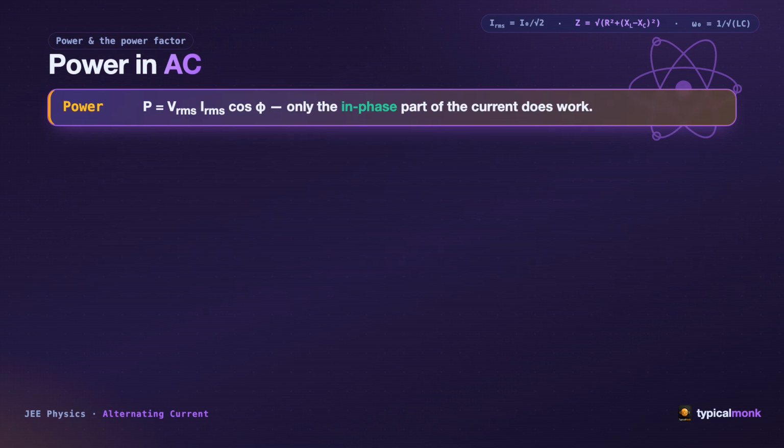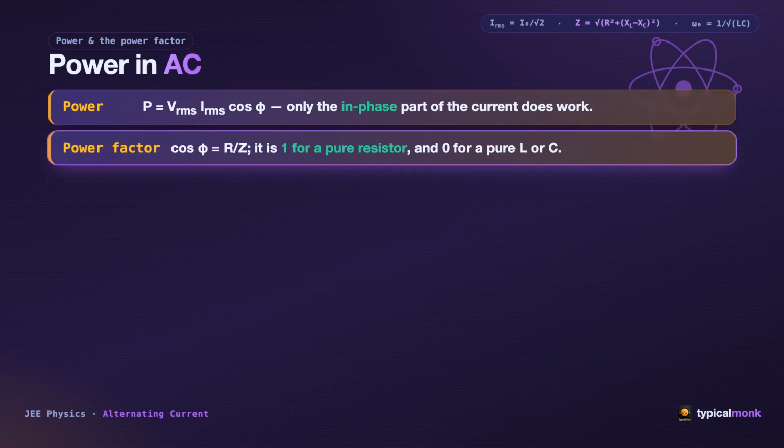Now, the power that the circuit actually delivers. The power, P equals the RMS voltage times the RMS current times the cosine of phi. Only the in-phase part of the current does real work. The power factor, the cosine of phi, equals R over Z. It is 1 for a pure resistor and 0 for a pure inductor or capacitor.